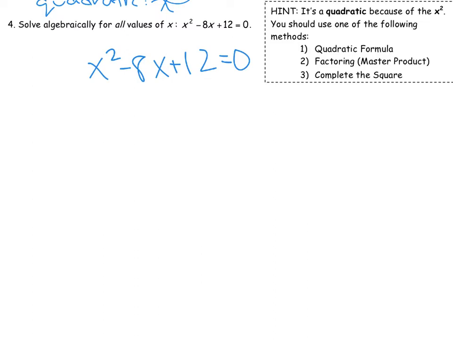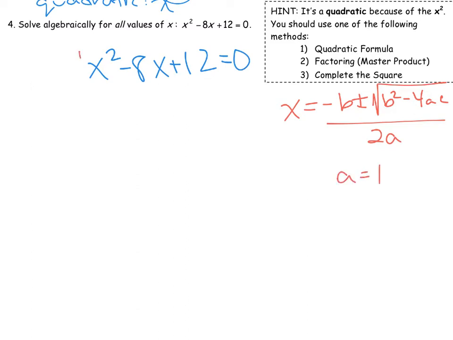So first, we'll do the quadratic formula. You will be given this on your quiz. X equals negative b plus or minus the square root of b squared minus 4ac all over 2a. All right, so we know a is going to be 1. There's technically a 1 out front. B is going to be negative 8, and C is going to be 12.